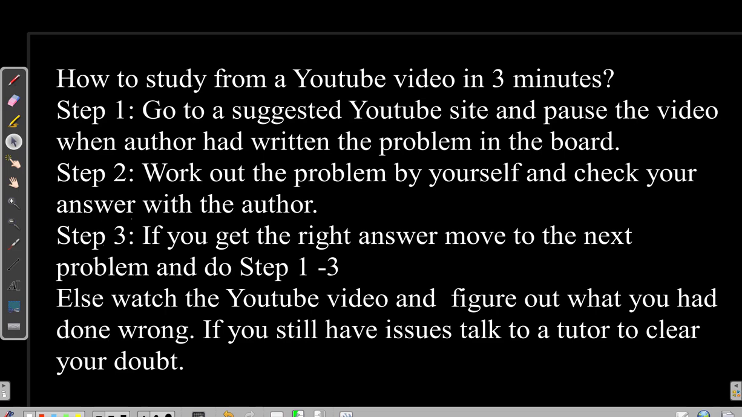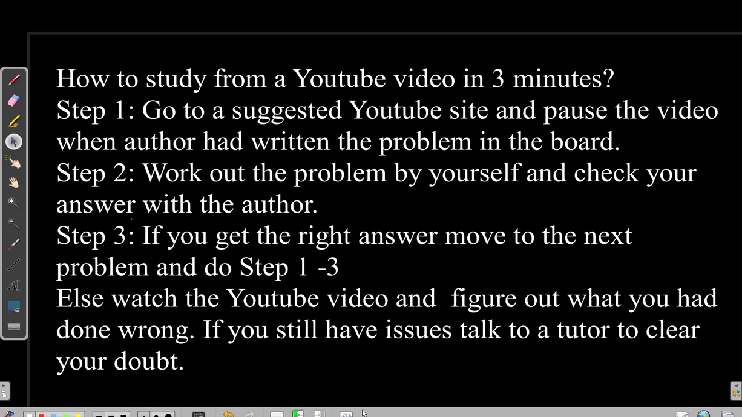Once he starts writing the problem, just pause. Suppose you have the problem there on the board. Then just copy the problem and work it out on your own. Once you're done, press play and go to the place where he writes the final answer. You don't have to watch the whole thing. Just look at the answer and see whether you got the same answer as he did.